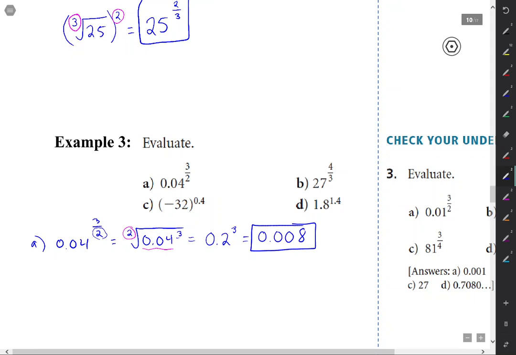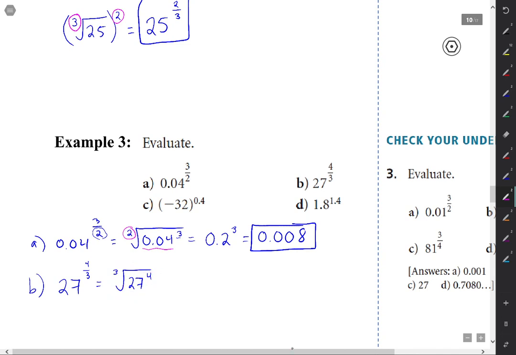If we were to continue doing that, 0.2 to the power of 3 gives us 0.008 as our final answer. For B, we have 27 to the power of 4 over 3. So now let's turn that into a radical. We're going to have the third root of 27 to the power of 4. Now it's up to you if you want to do the third root of 27 first, like that, or if you want to do 27 to the power of 4 first.